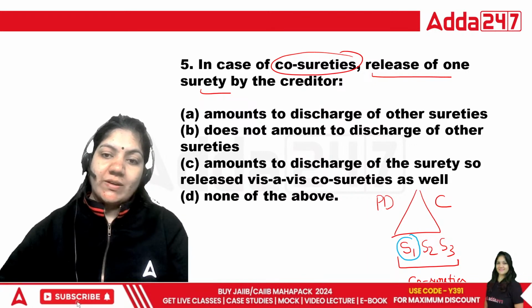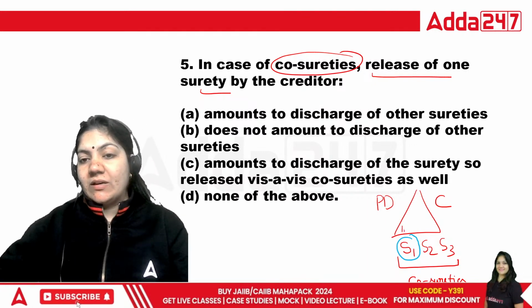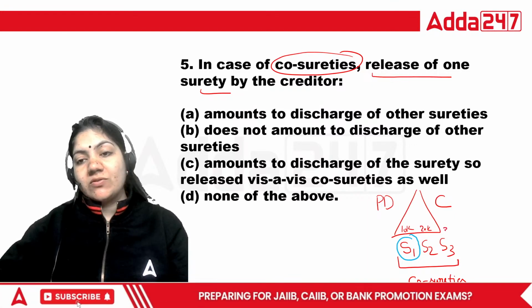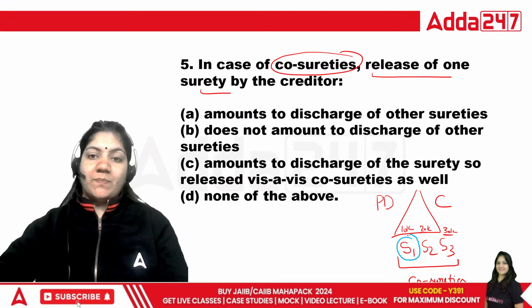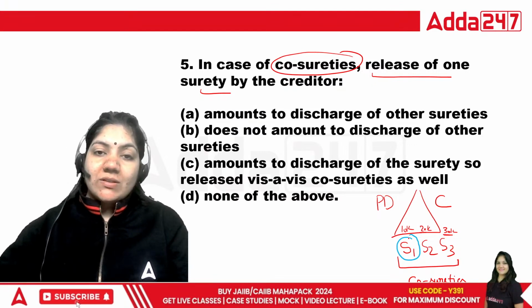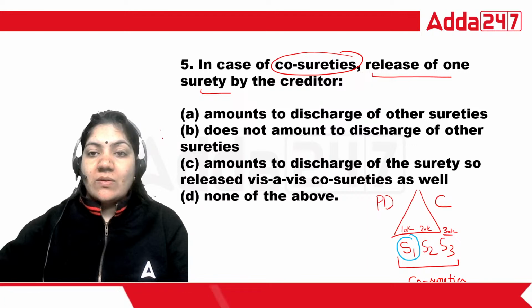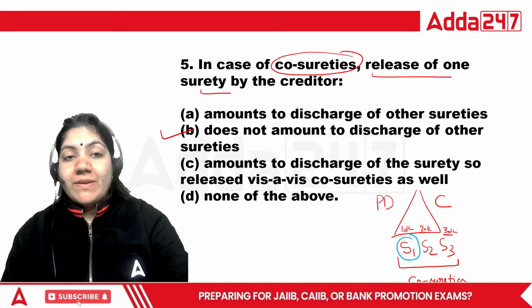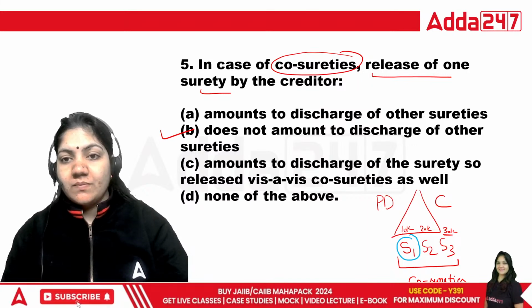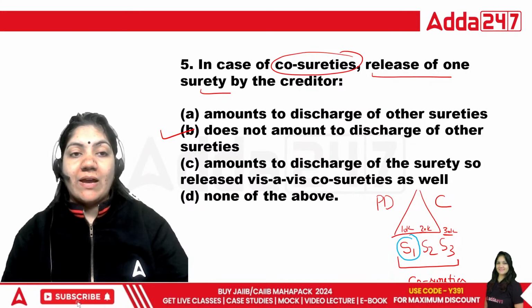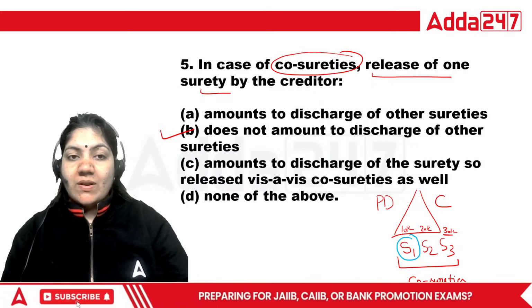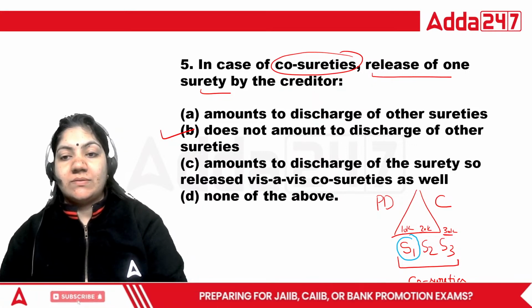Suppose S1 has to pay 10,000, S2 has to pay 20,000, and S3 has to pay 30,000. So the amounts are different. So if we are releasing one surety, it does not amount to discharge of the other. So for the fifth one, B is the right answer, because all sureties have different liabilities.